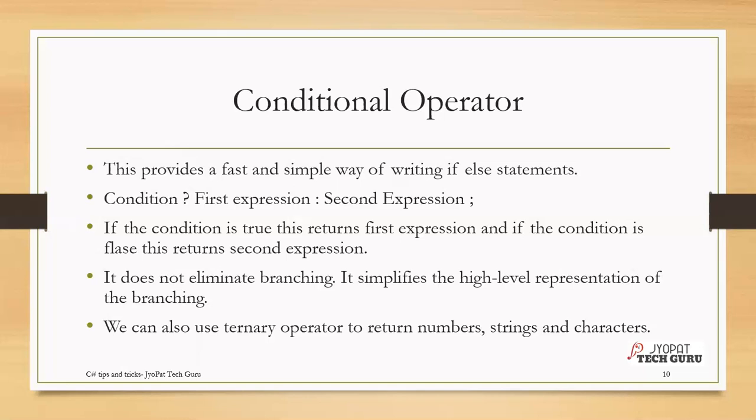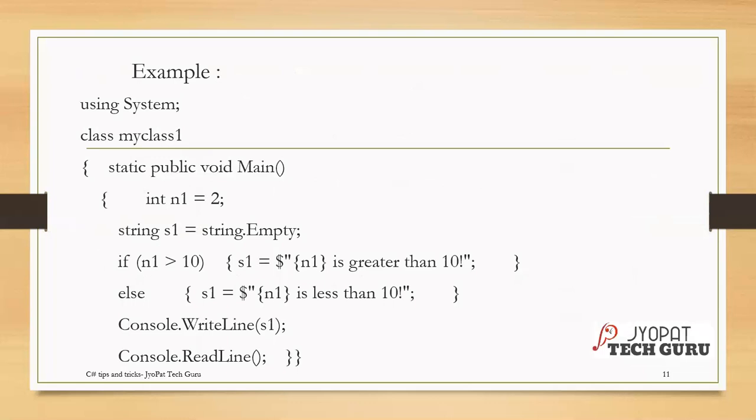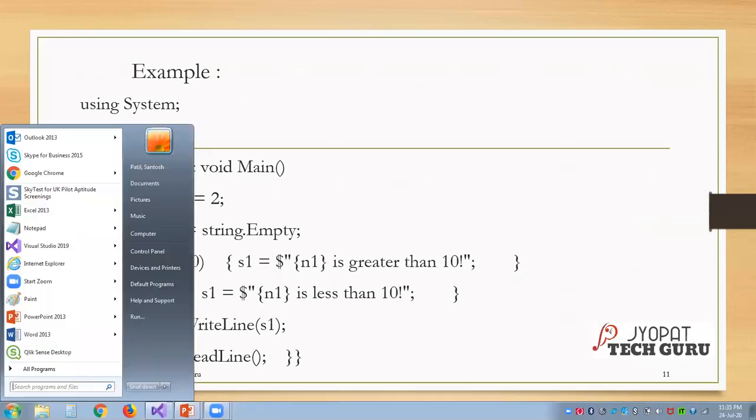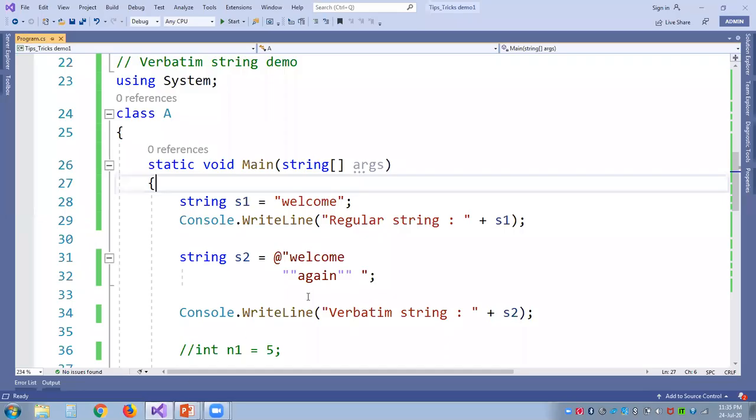We can also use the ternary operator to return numbers, strings as well as characters. It is not only true or false every time, we can always return a sentence. Let us try to implement the same thing within our program and try to understand it. Let me go back to Visual Studio.